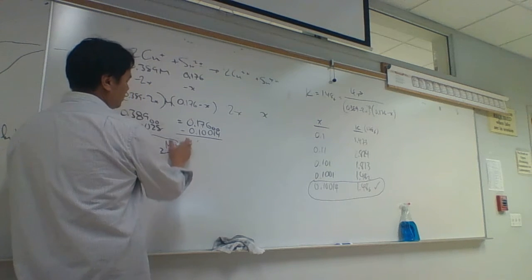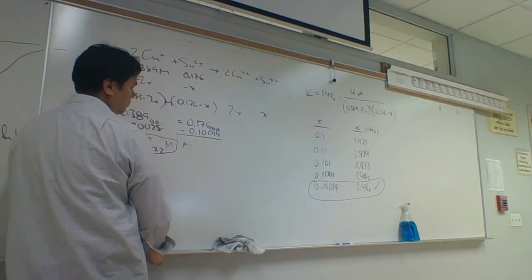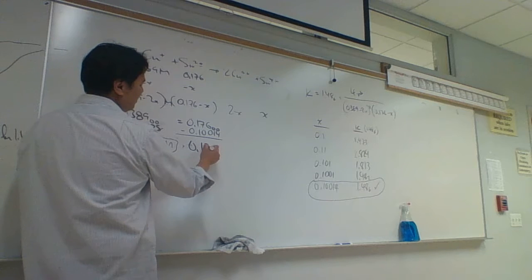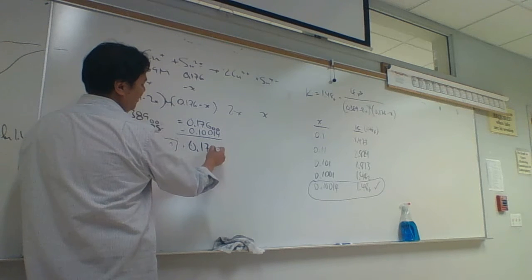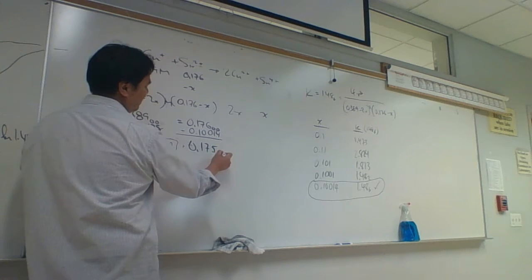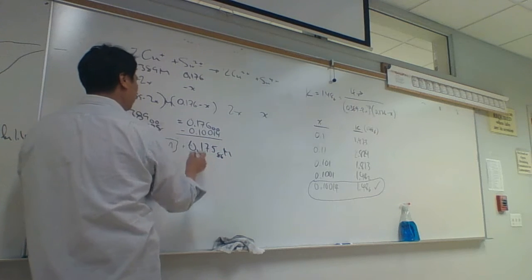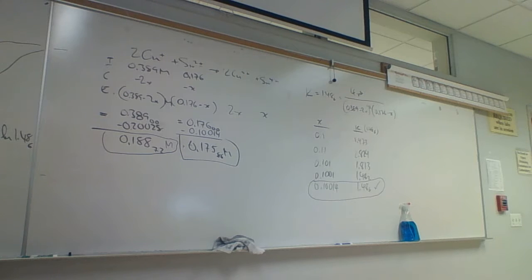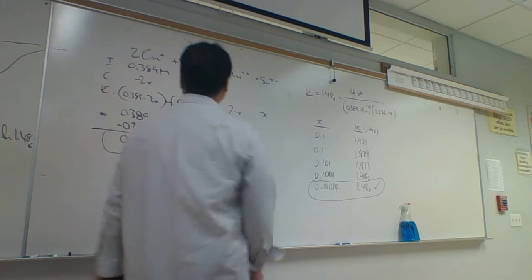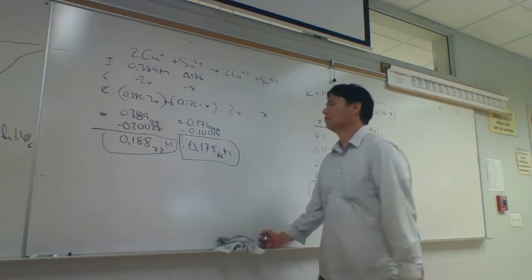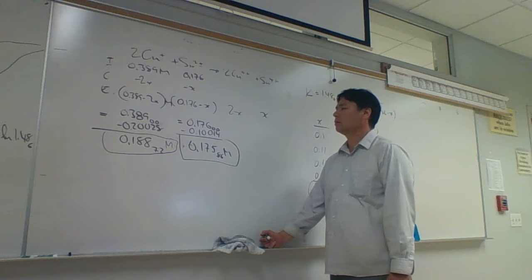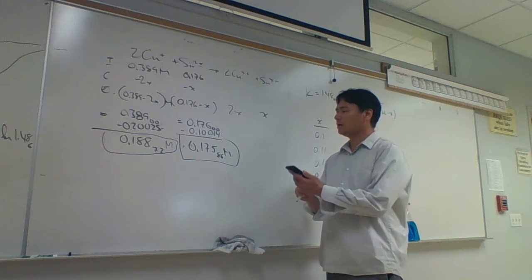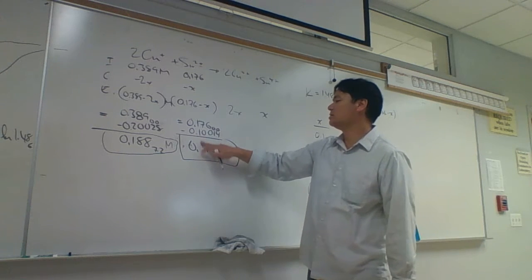And so what does this come out to? 0.17586 molar. Here, what was the percent reaction of the tin? Well, we started off with 0.176, about 0.1 of it reacted.